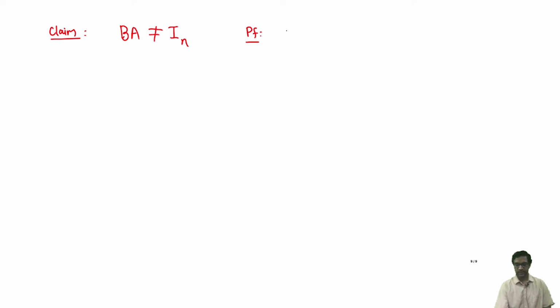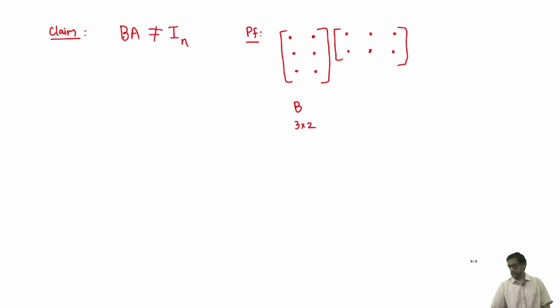Maybe we'll just do it by example with sizes. Let me take B to be 3 cross 2, for example. You can make this into a general argument too. So suppose B looks like this, B is say 3 cross 2. Then I multiply it by A, which is 2 cross 3, with 3 columns. Now I claim that this product can't give me the identity. Where's the contradiction? Suppose it gave me the identity, so they're all ones.